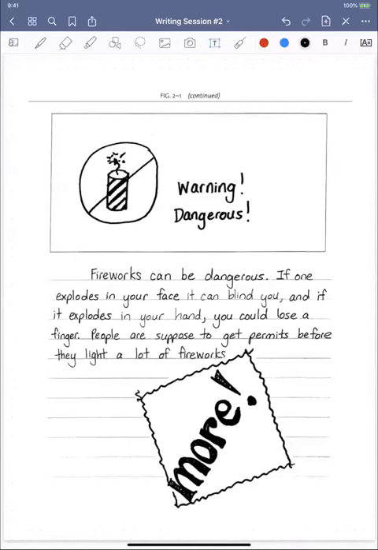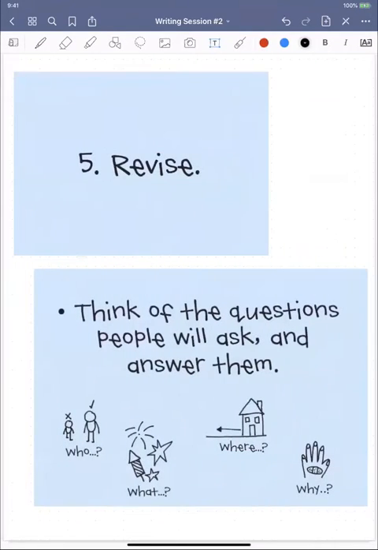My next step should be to probably add more information to each page. So how do we do that, you're probably wondering? Well, I'm going to teach that to you today. So today I want to teach you that to write information books that teach the readers something new and interesting, it helps to return to a draft, adding more information to each page. We can revise thinking about who, what, where, and why questions that people will ask, and then we think, how could we answer those in our writing?